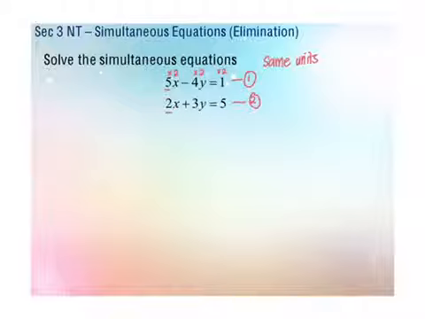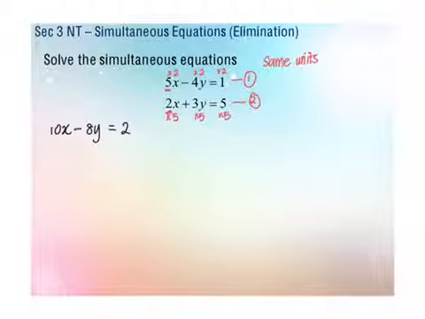Okay, so equation 1 times 2, that will give me 5x times 2 will be 10x. Minus 4y times 2 will be minus 8y. 1 times 2 will be 2. Okay, and then I will have my next one, equation number 2. This is 5, this is 2. So equation number 2 needs to multiply by 5 to every single term.